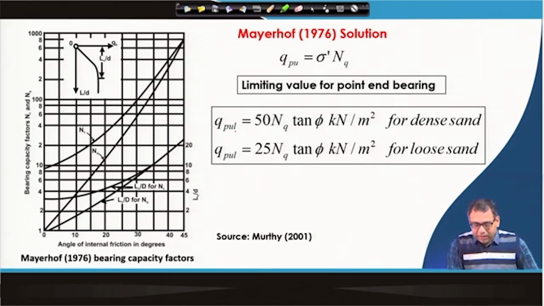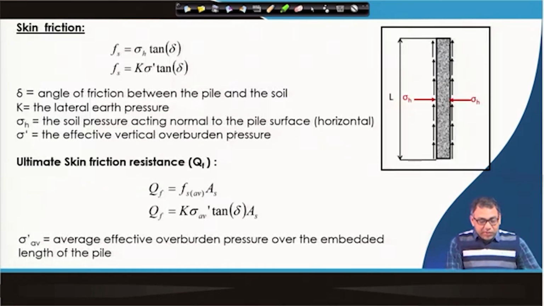So, that limiting value is 50 Nq tan phi kilonewton per meter square for dense sand and 25 Nq tan phi kilonewton per meter square for loose sand. Okay. Now, we will go for the skin friction, because previously we discussed the tip resistance, now skin friction. So, this is the skin friction.